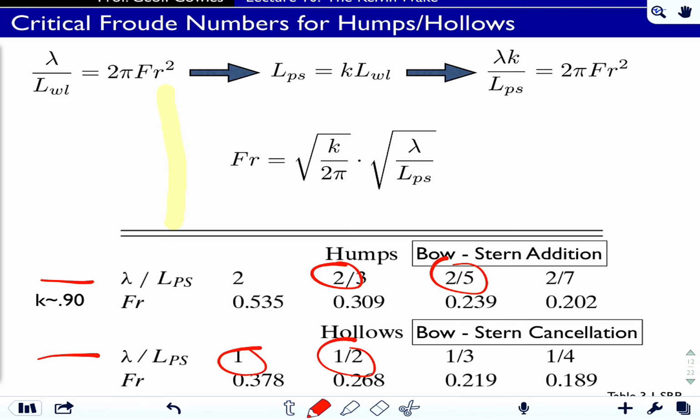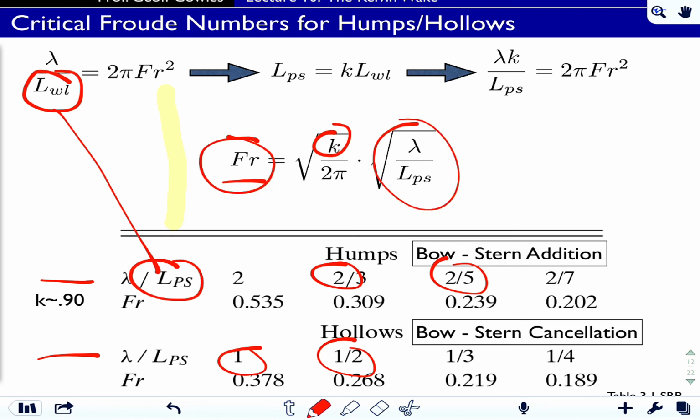Now, what's the Froude number associated with those particular locations? Well, it depends on K, because the Froude number is always connected with the true waterline length. But to get these humps and hollows, it's related to LPS, and LPS is related to the waterline length via K. So it's going to bring K into the equation. But we can connect Froude number with these magical ratios that produce humps and hollows, with this inclusion of K. So if we include these factors, we can compute a Froude number, which I've done here: 0.535, 0.309, 0.239, 0.202, 0.378, et cetera. So you can see here these key places.